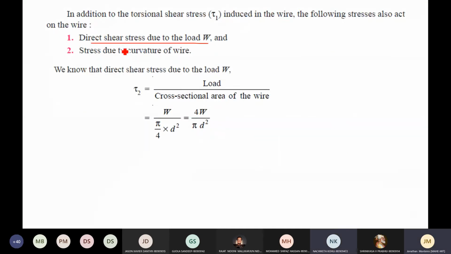Sir, could you repeat the part about Young's modulus? Yeah.